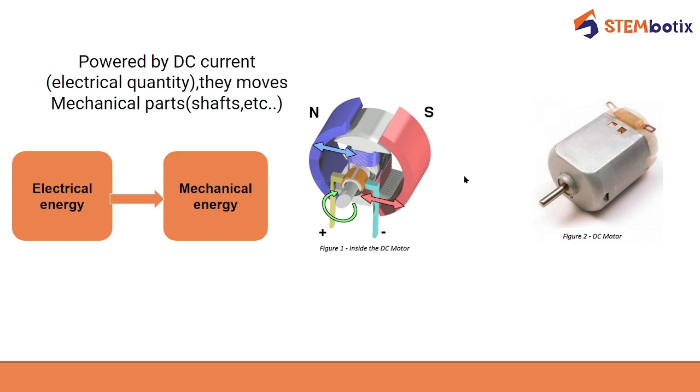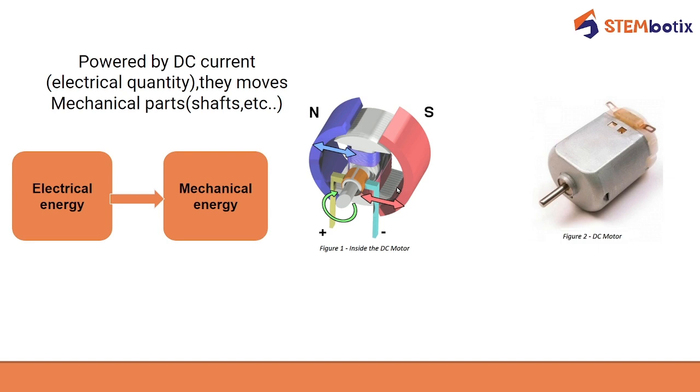Now, as you can see here, a small DC motor typically used in toys and dryers and mixers and coffee makers, they are mostly like this. So this is how your typical small DC motor looks like. This is the practical module of DC motors, and this is the inside mechanism of a DC motor. Now, powered by DC current, they move mechanical parts. So DC motors are used for moving mechanical parts.